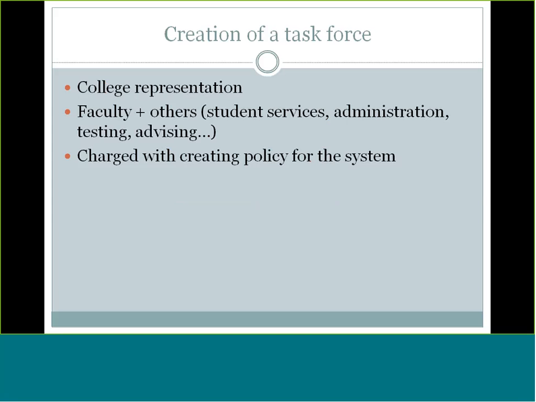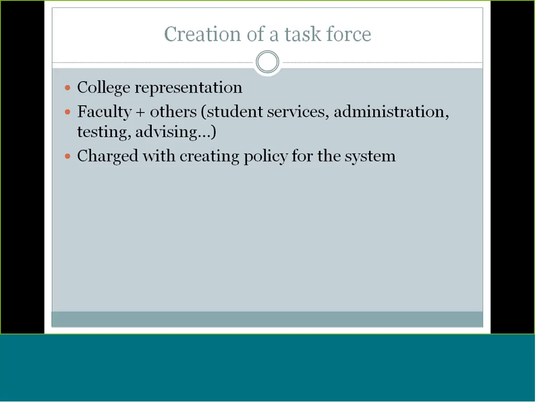And so every college, our 13 who are in the system and the two independents outside of the system, every college president was asked for faculty, and then they had a list of identified other people who were important around developmental education. So student services, administrators, testing, advising, people who serve students with some really specific needs in these areas. So everybody sent us faculty, and then each campus got to pick one other person. And so it meant that we ended up with two people from testing. It meant we ended up with three advisors.